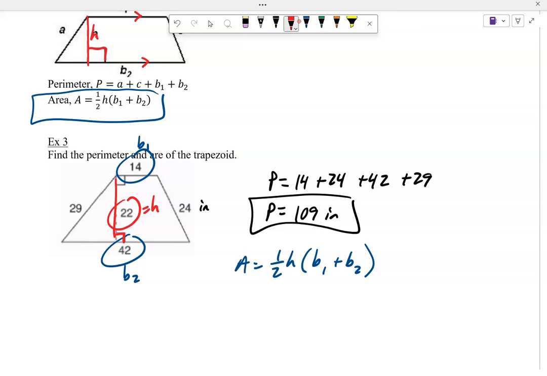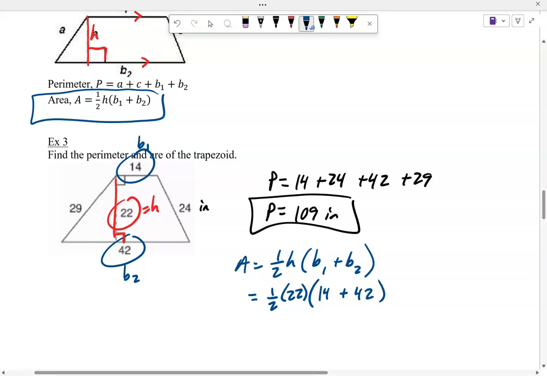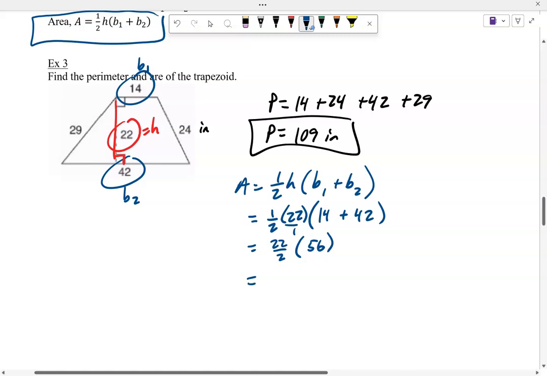So we're just going to go ahead and enter those in. 1/2, our height here is 22. Our base 1, top and bottom, added up. Top plus bottom. So we got 1 times 22 is 22 over 2 times 1. 22 over 2 is 11. I got 14 plus 42. That'll give me 56. So then I got 11 times 56, which ends up being 616.